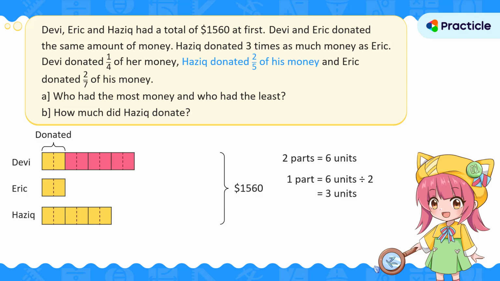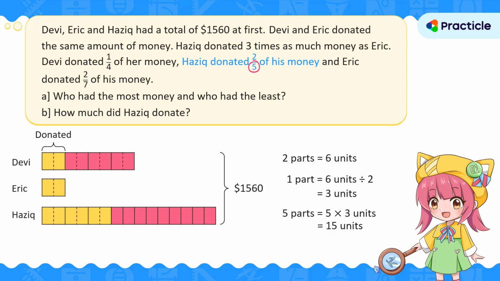How many units do 5 parts represent then? Yes, 5 times 3 is 15. We already have 6 units here, so let's draw another 9 more units to make the total 15. Is everyone still following along? Type "good" in the comments below if you are.